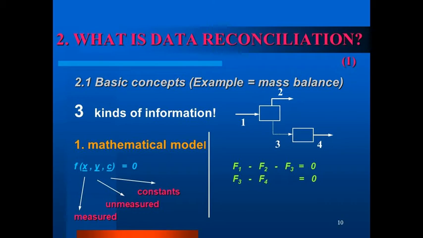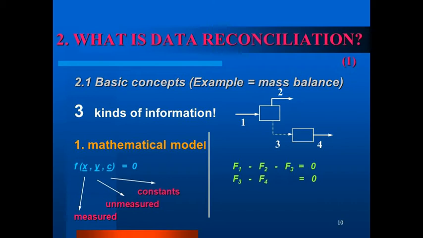The first is a mathematical model. We will suppose that such model is a set of generally nonlinear implicit algebraic equations. In such system of equations can be variables of three kinds: measured variables, unmeasured variables, and constants. This is illustrated on the right part of the slide.